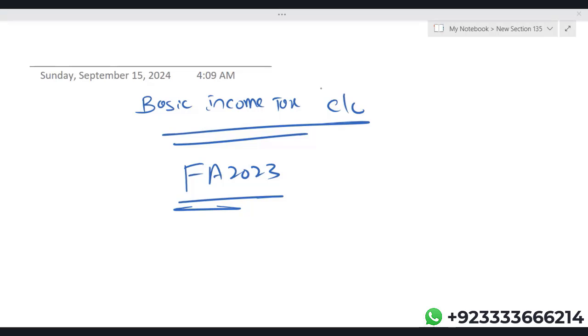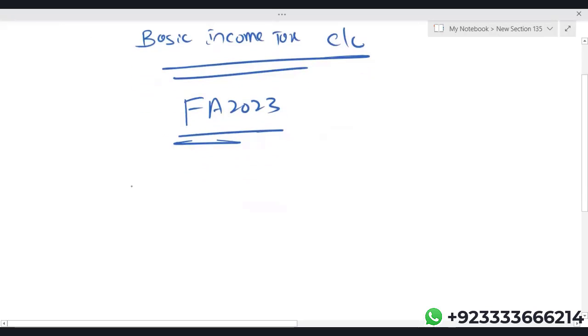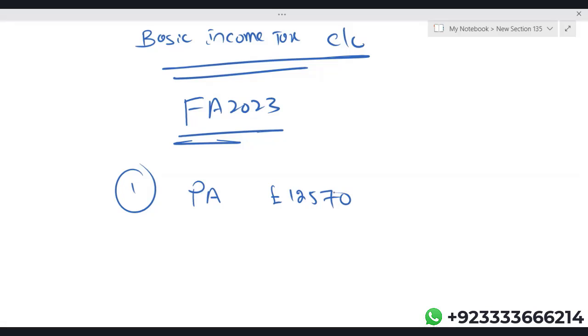We always start our syllabus from individuals. So how is an individual going to pay tax in the UK? Number one, not every individual is going to pay tax in the UK. Only those individuals whose income is more than the personal allowance are required to pay tax. The personal allowance is 12,570.